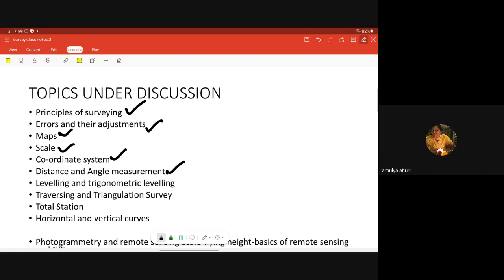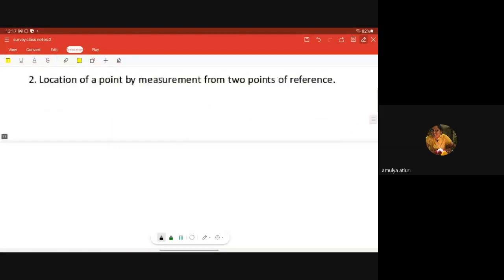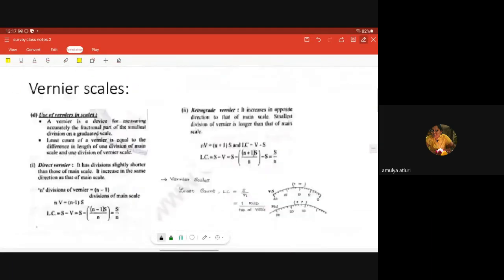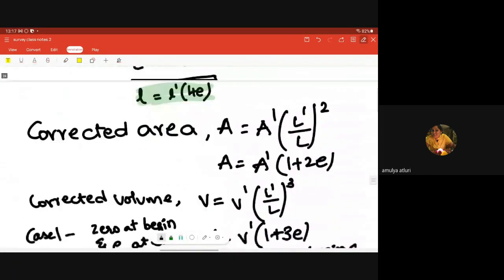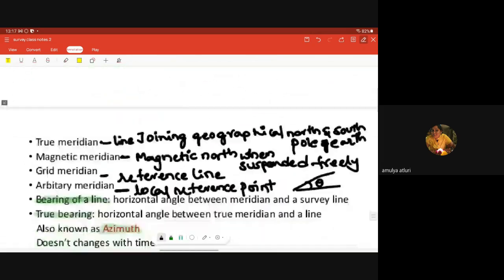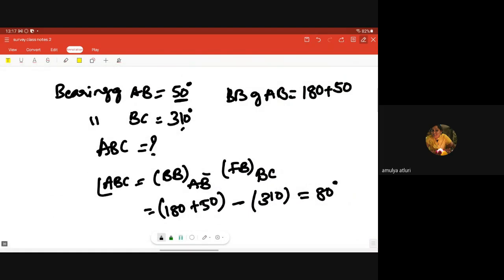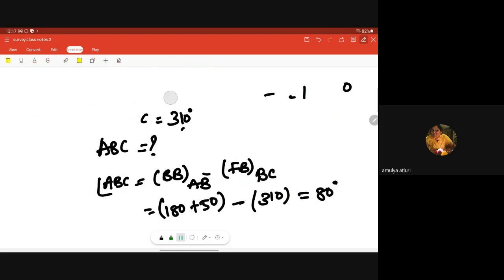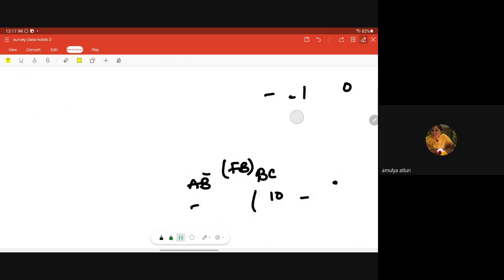Now we need to discuss leveling and trigonometric leveling. So what is leveling and what do we do in leveling? It is nothing but measurements in vertical planes. Leveling is the measurement of elevations, or the difference of elevations between two points.